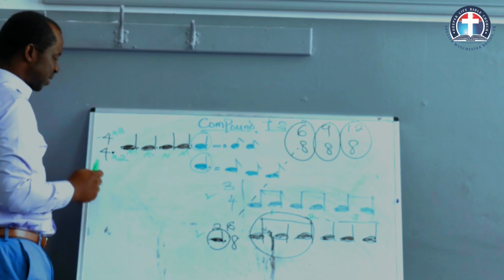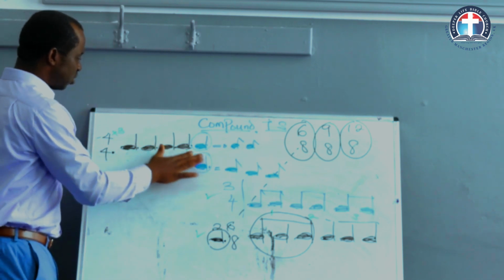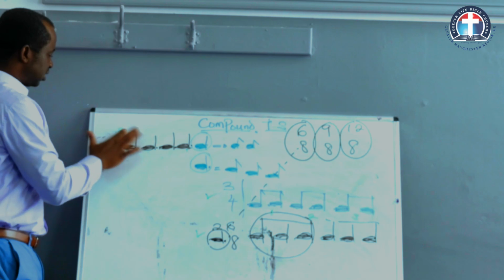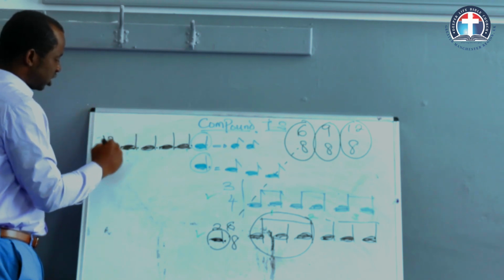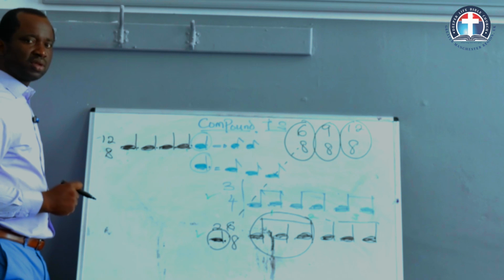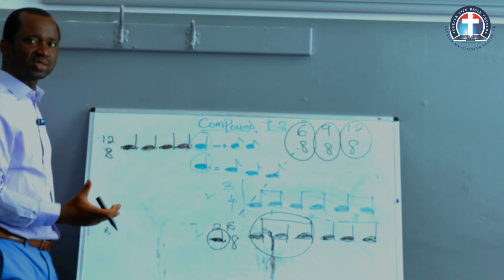And also you can be given a compound time signature, right? So let's say, for example, you are given a note like this. This is originally what you've been given, and the time signature is 12/8, and you have to change this to simple time. You just look for where the dots are and rewrite the music without the dots.